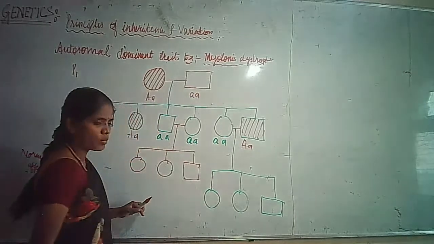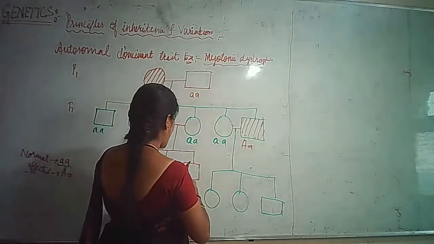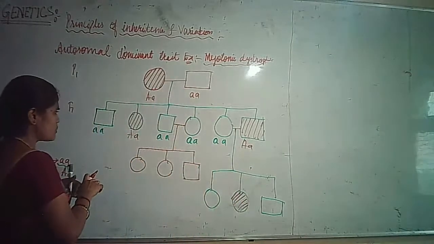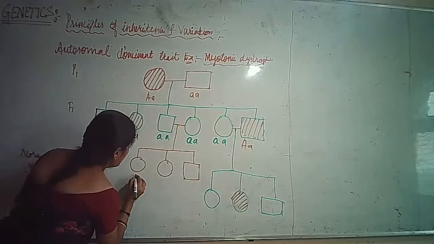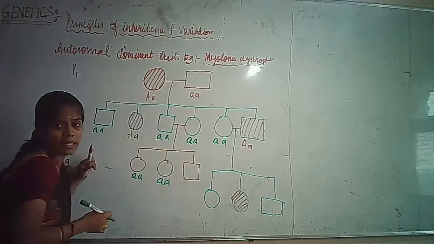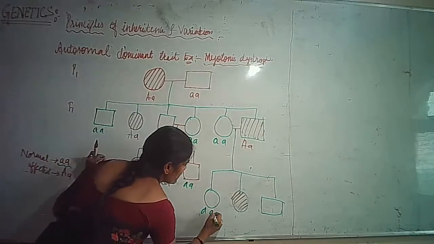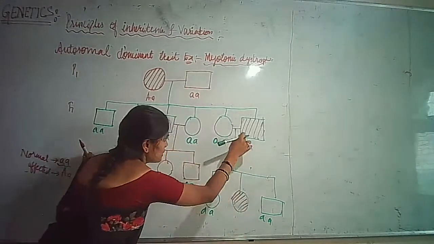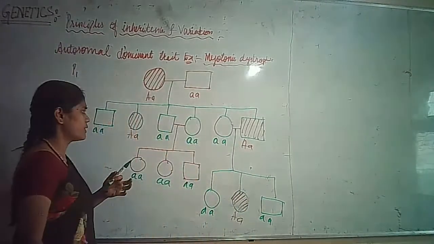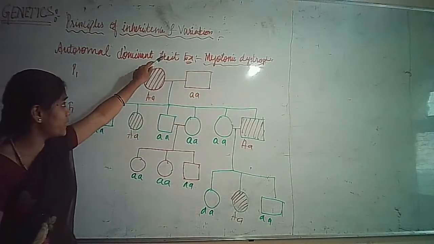Can you tell me what will be the possibility here? This is normal, because none of the parents are showing any genetic defect. So all are normal. Here, one is affected because either one of the parents is affected. So it is also affected. So how can you recognize it? Because this is an autosomal dominant trait.